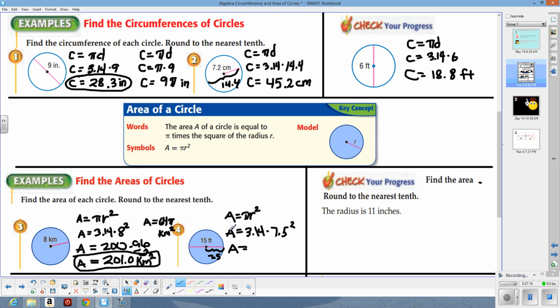So let's go ahead and calculate that. 3.14 times 7.5 squared. That's going to be 176.625, so 176.6 feet squared. You may want to pause the video and try the next one on your own.